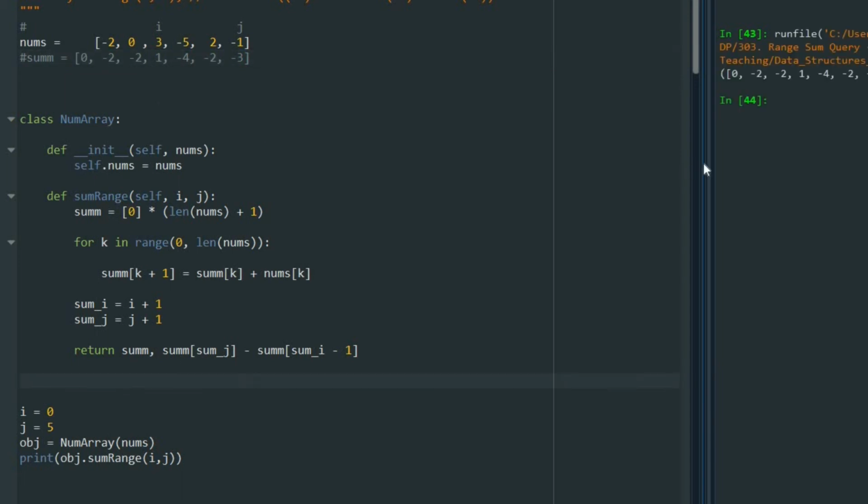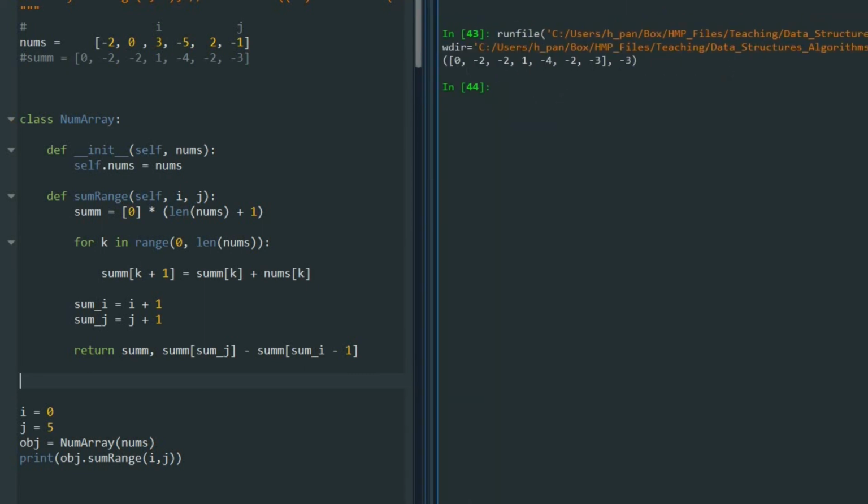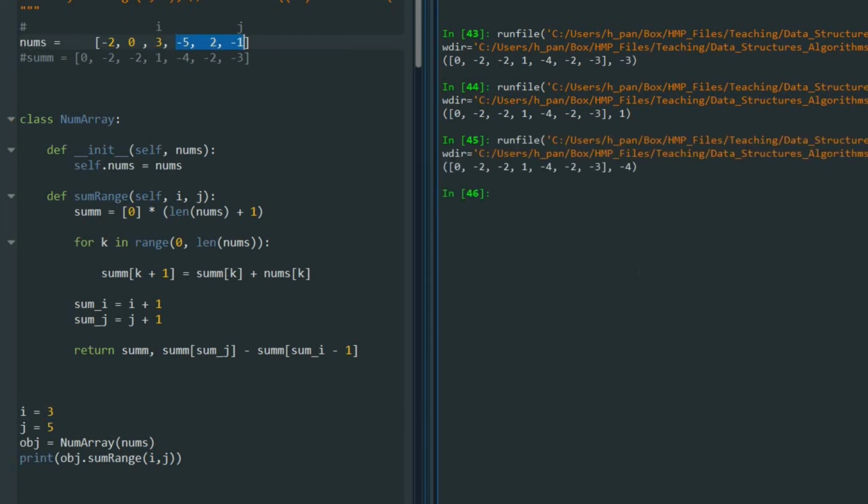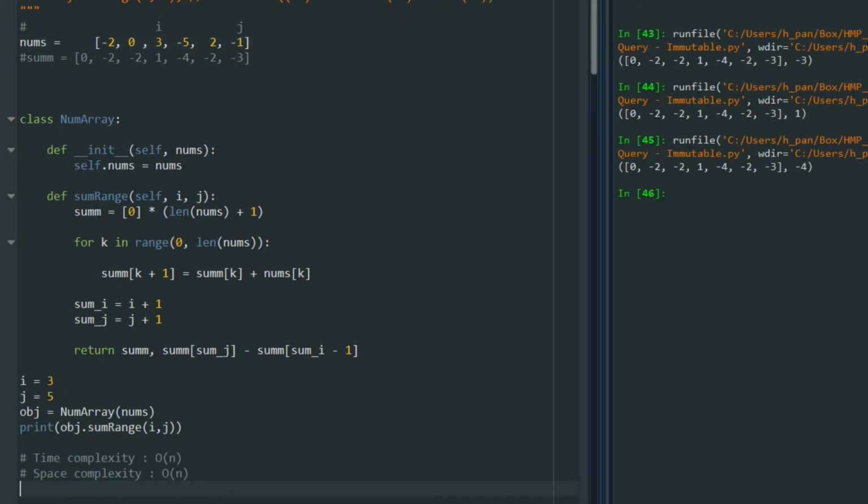So, let's run this. Okay. So, this is our summation array, and this is the result if I have i 0 and j 5. So what is, for example, between 4 and 5? That is 1. And 3 and 5, for example, that should be minus 4. The time complexity of this problem is order of n because we are visiting each element once in the for loop. The space complexity is also order of n because we use that summation array.